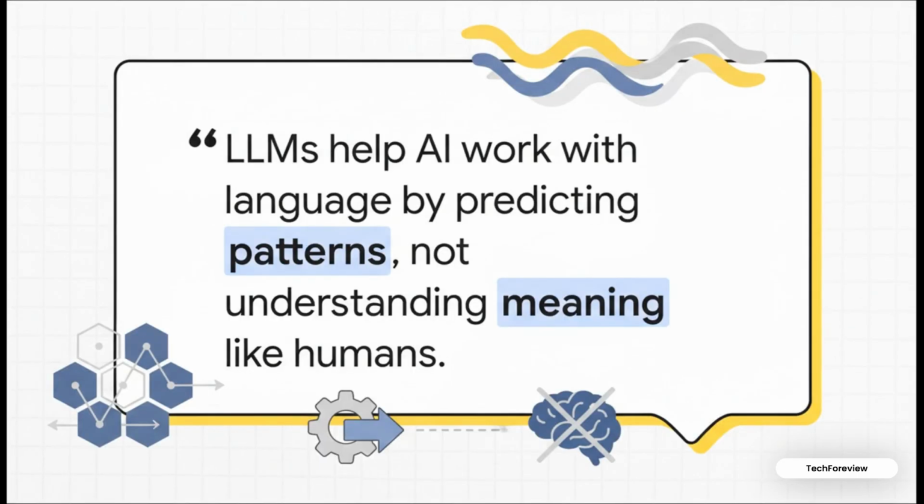So if there's just one thing to take away from all this, let it be this. Large language models are the reason AI can work with our language, but they do it by predicting patterns, not by understanding meaning the way we do.